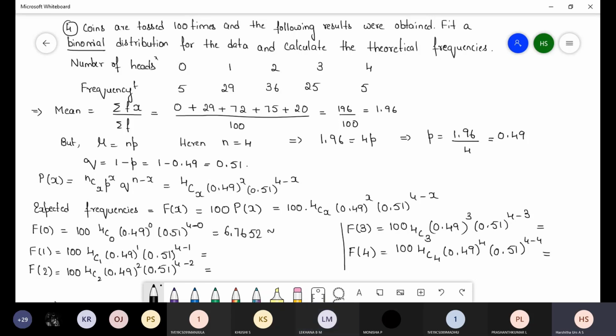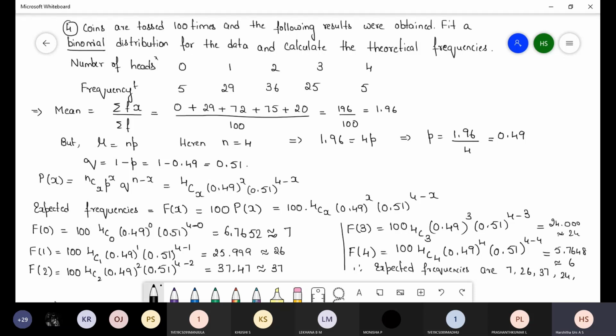6.7652. You can write the approximate value as 7. 55.99. We can write this one as 26. 37.47. So approximately we can write it as 37. Approximately we can write it as 24. 5.7648. So we can write it as 6. So therefore the expected frequencies are 7, 26, 37, 24, 6.